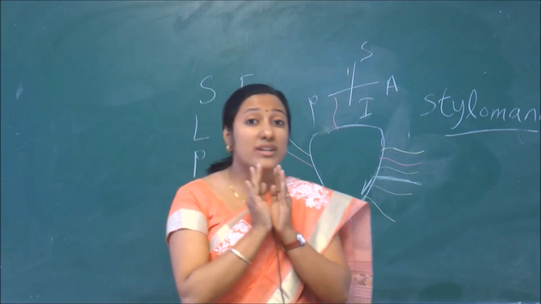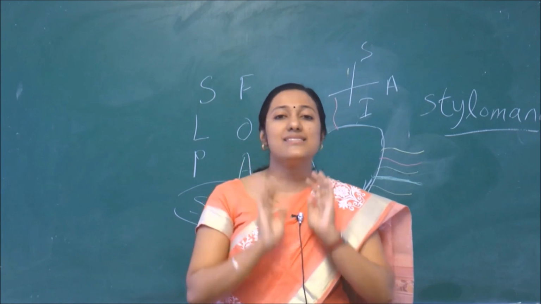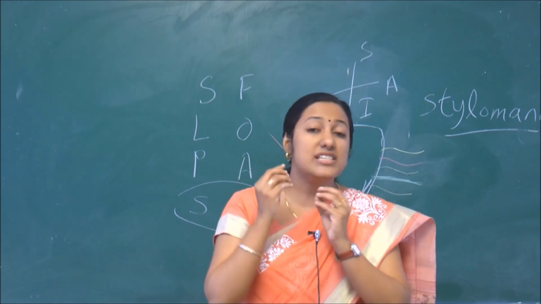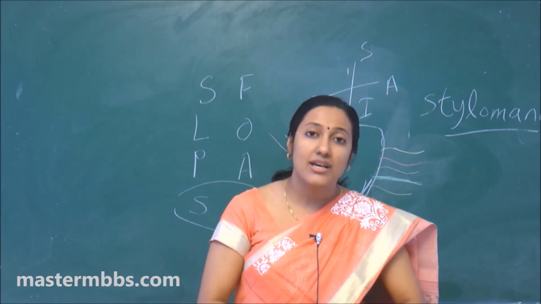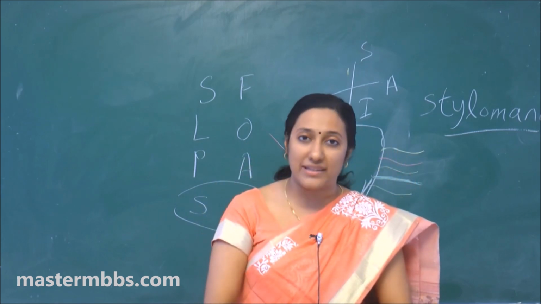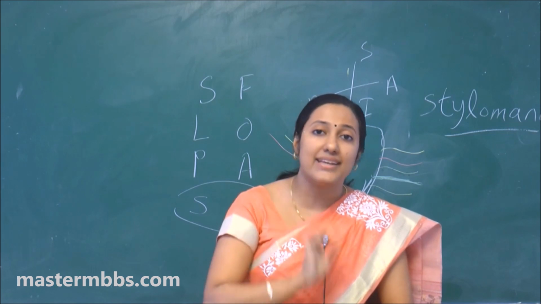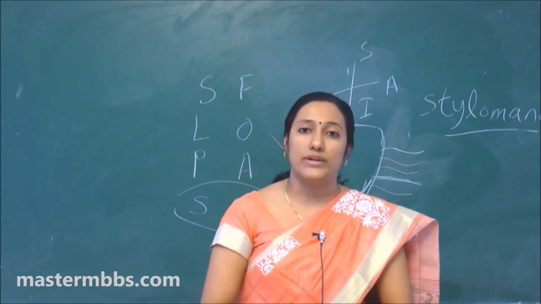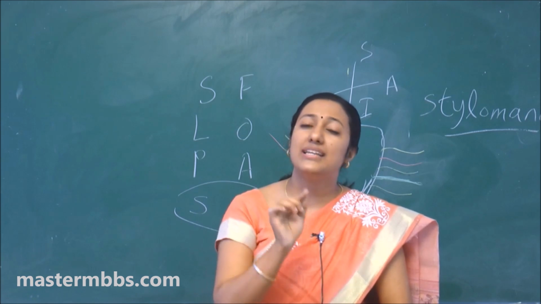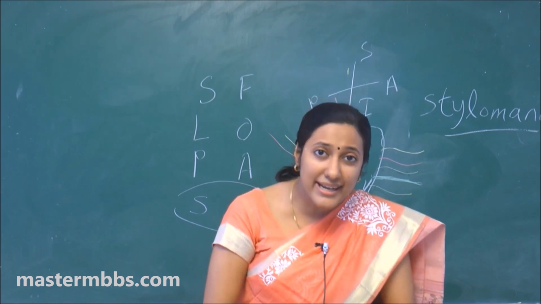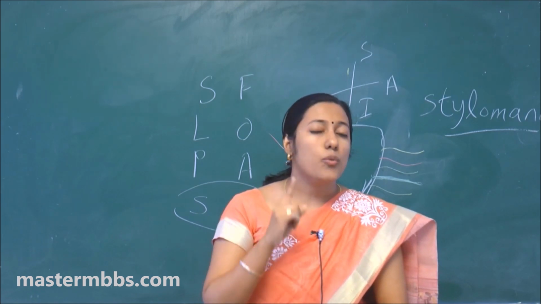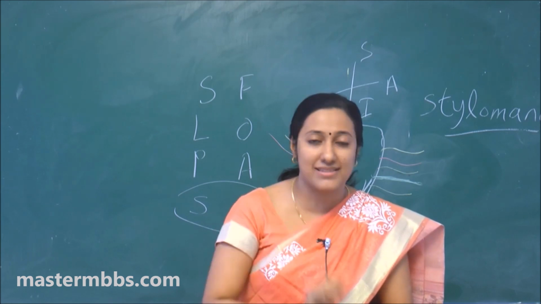So if you want to know about the retromandibular vein, it is nothing but a vein which is formed inside the parotid gland by the union of two veins which correspond to the terminal branch arteries of the external carotid artery. Okay, so which are the terminal branches of the external carotid artery? They are nothing but the superficial temporal and maxillary.